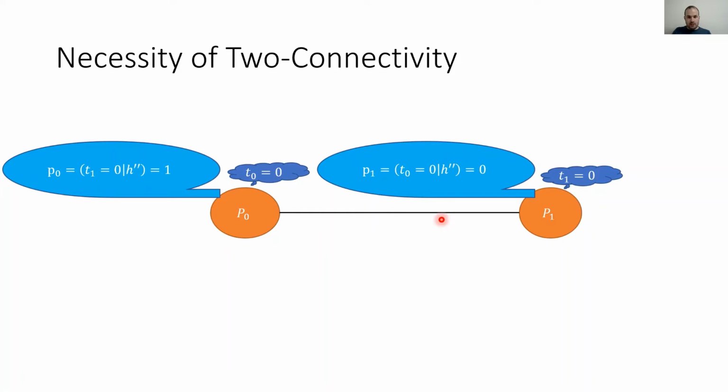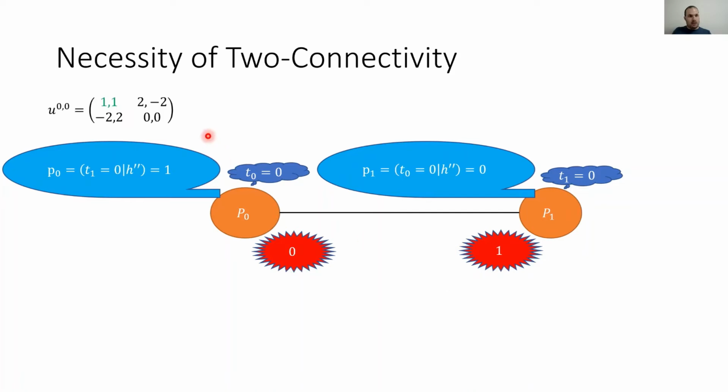Now he convinced player 1 that his type is not 0, so his type is 1, and they take the actions 0 and 1. If they took the actions 0 and 1, the payoffs are 2 and -2. So instead of getting 1 and 1, player 0 got 2, but player 1 got -2.